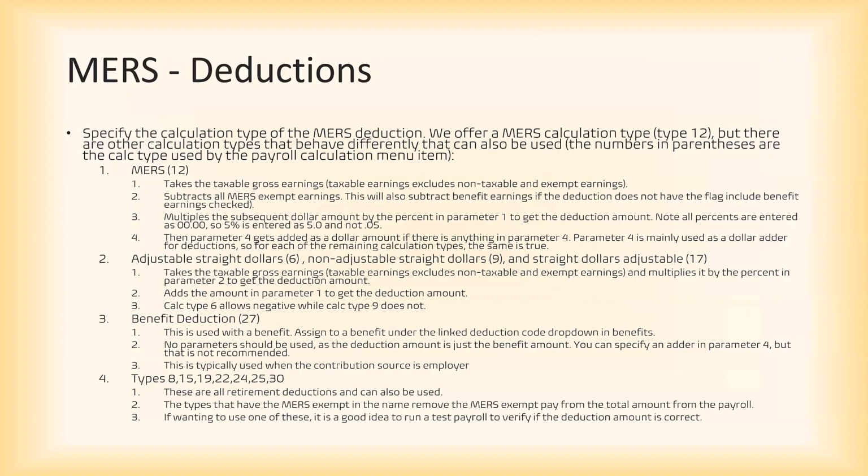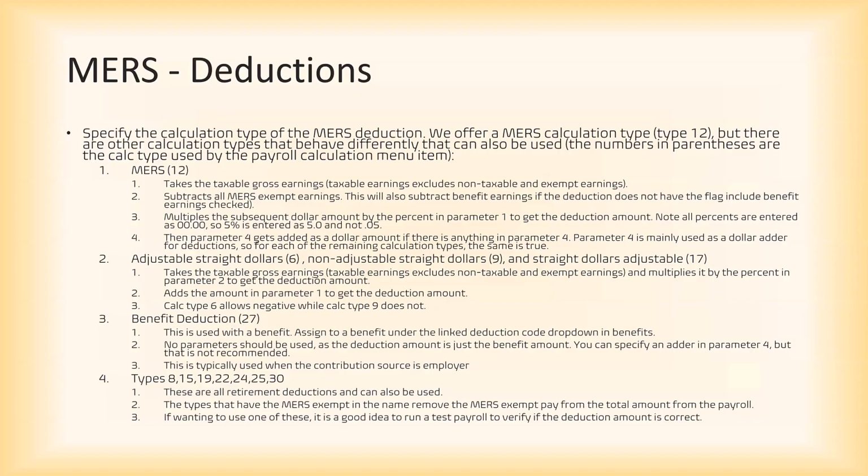Also note that all our percents are entered as 0.0. So if you want 5%, enter it as 5.0, not 0.05. So it's a little easier for you to look and read. So if you look at an employee comp package when you're filling out the deduction amount, and then parameter four is added as a dollar amount at the end if there's anything in parameter four.